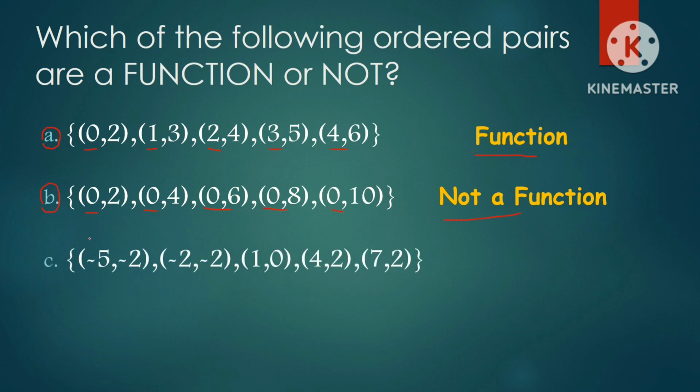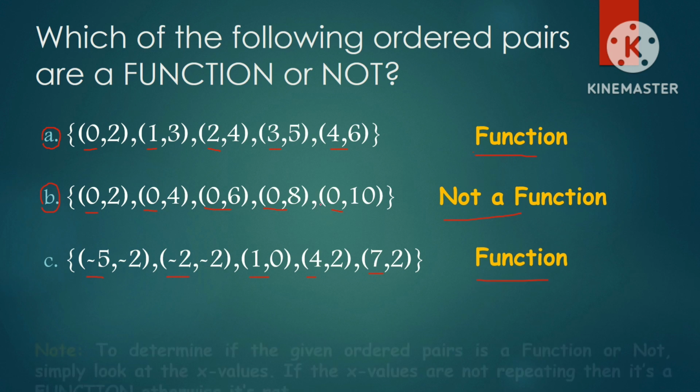Next, let's have letter C. We have (-5, -2), (-2, -2), (1, 0), (4, 2), (7, 2). So, is it a function or not? Okay, so this is a function. So again, let's try to look at the x values. We have -5, -2, 1, 4, and 7. So hindi siya umuulit, then that is a function.